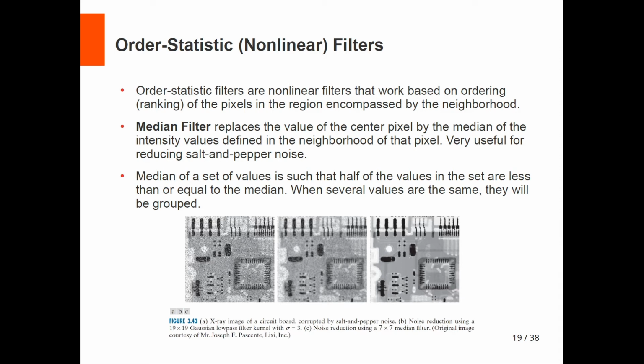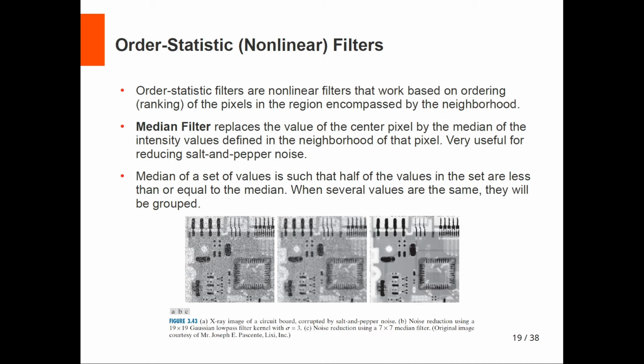What we do is that we order all the pixels that are within the area of the neighborhood, and then we replace the value of the center pixel by some ordering operation. One example is the median filter, which replaces the value of the center pixel by the median of the intensity values that are present in that neighborhood. The median filter is very useful for reducing salt and pepper noise.